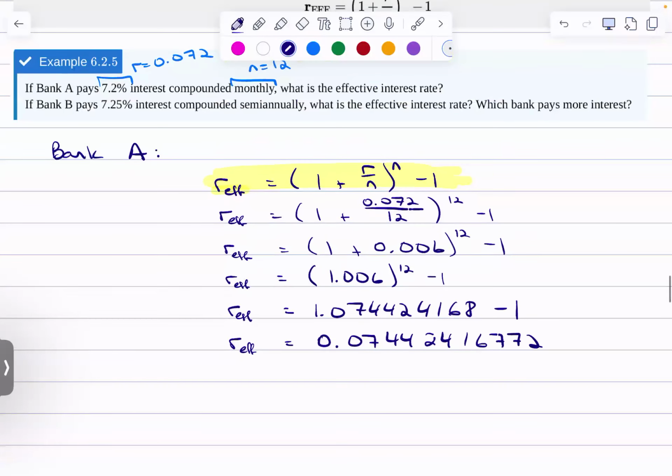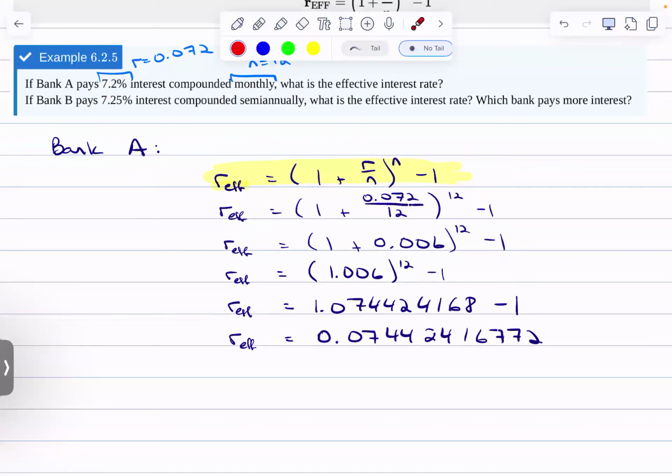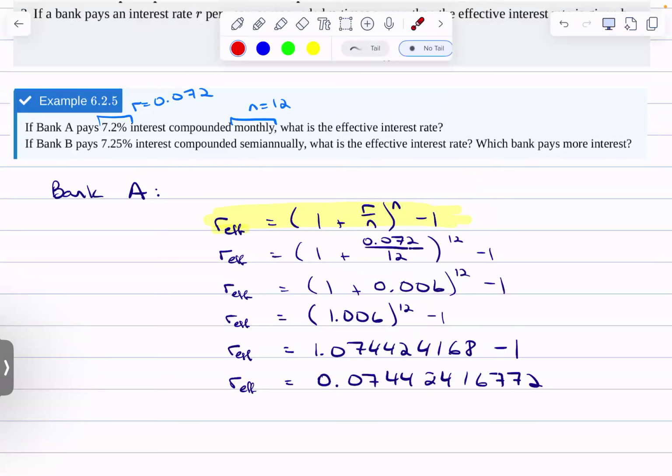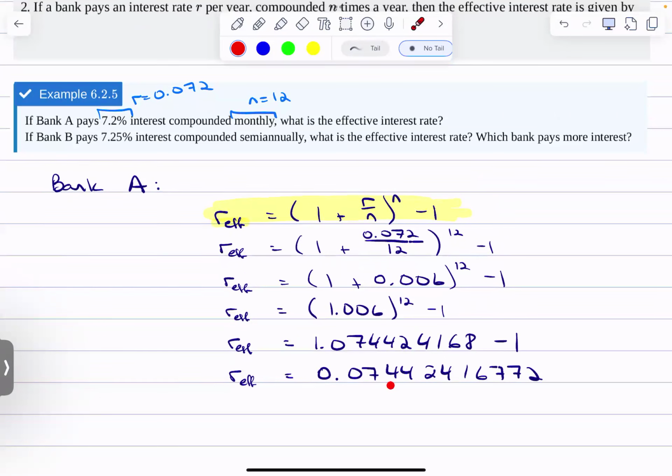0.07442416772. What you'll want to make sure when you find the effective rate is that it should be kind of similar to the rate that you have here initially, right? 7.2 should be around 7, and we find that it's 7.44. So 7.2% when it's broken up and compounded monthly is going to behave the same as 7.44% compounded annually. That's what the effective rate says.